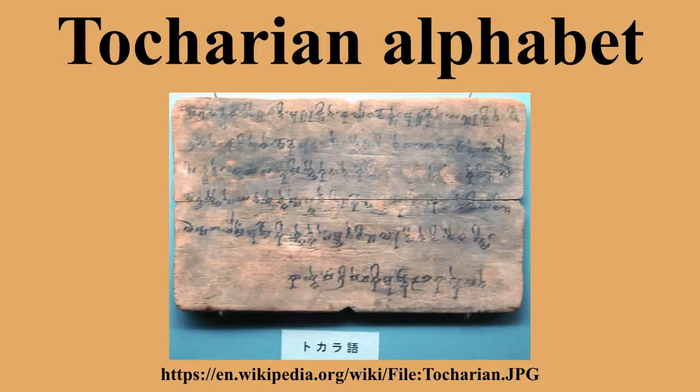Tocharian script probably died out after 840, when the Uyghurs were expelled from Mongolia by the Kyrgyz, retreating to the Tarim Basin. This theory is supported by the discovery of translations of Tocharian texts into Uyghur. During Uyghur rule, the peoples mixed with the Uyghurs to produce much of the modern population of what is now Xinjiang.